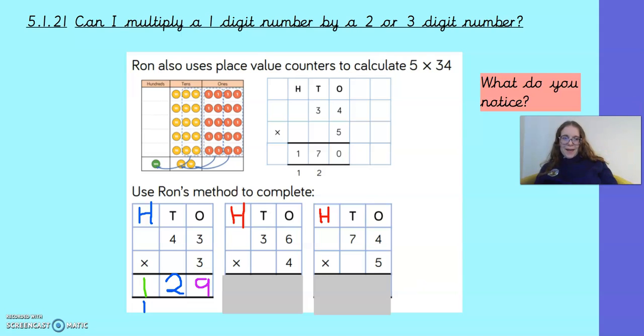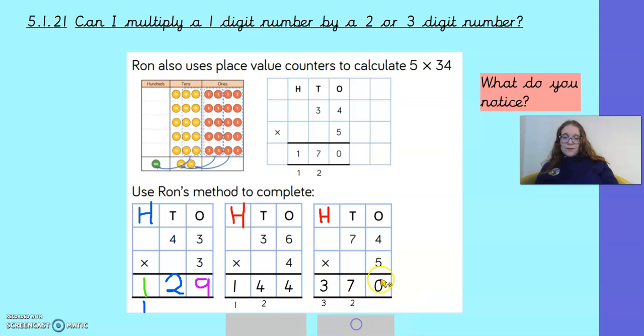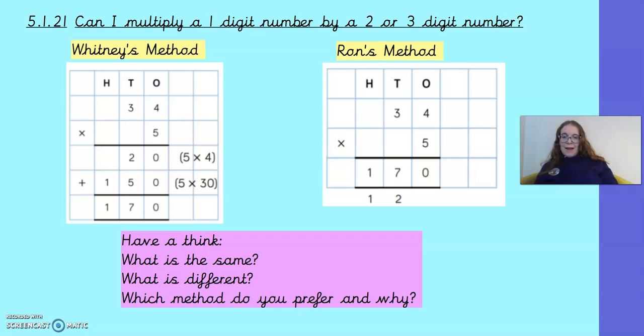Okay, welcome back. Here are the answers. You've got 36 times 4 is 144, and 74 times 5 is 370. I hope you managed to do those brilliantly. Let's move on. Have a look at the two methods side by side.